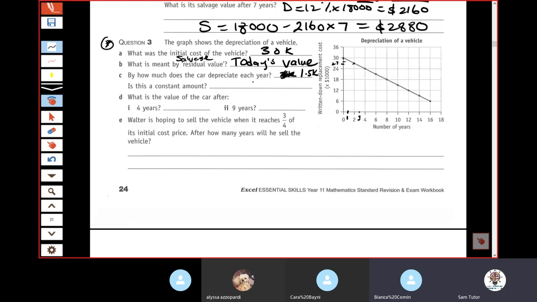And so on. Is this a constant amount? Yes. It has to be because it's a straight line. What is the value of the car after 4 years? Well, that's pretty easy stuff. 9 years. Walter is hoping to sell the vehicle when it reaches 3/4 of the initial cost price. All right, what's 3/4 of 30? So 3/4 of 30 would give you 22.5. After how many years will he sell the vehicle?